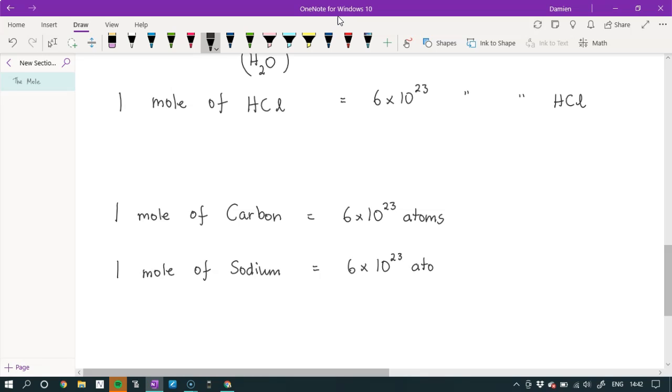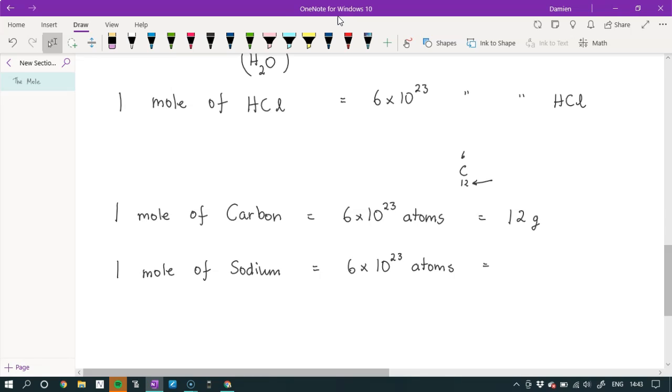But if you want to know what that weighs, all you've got to do is go to the periodic table and find out what the mass number is. Now the mass number again of carbon, I'll remind you, is 12. So if you take this mass number here, 12, and you make that into grams, that's what 1 mole of carbon is. So 1 mole of carbon is 12 grams.